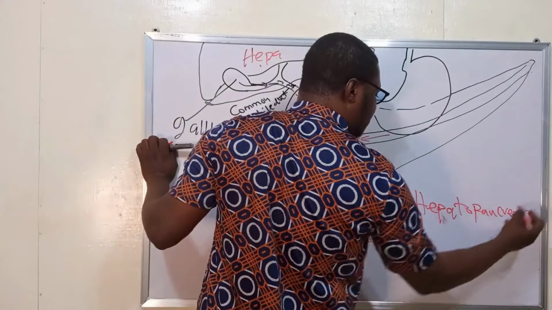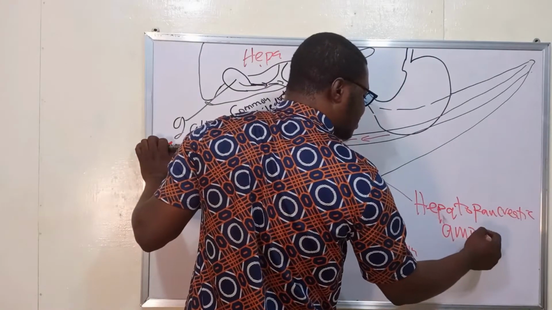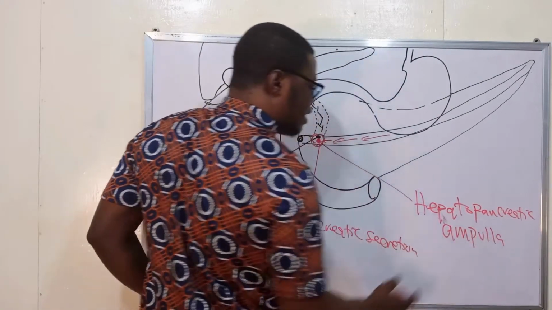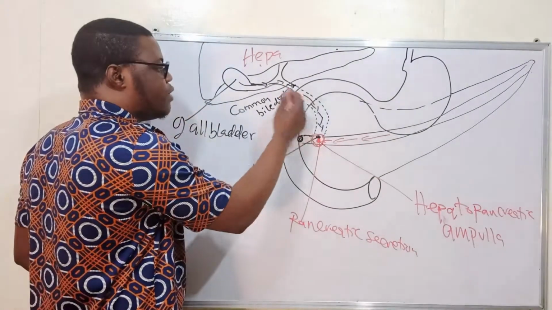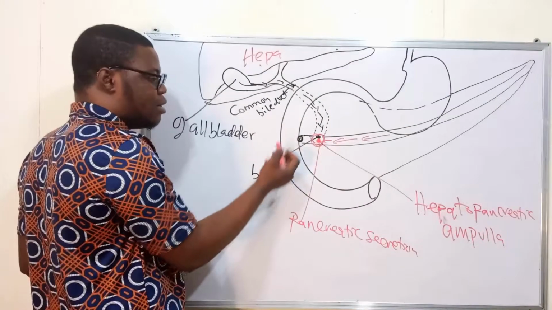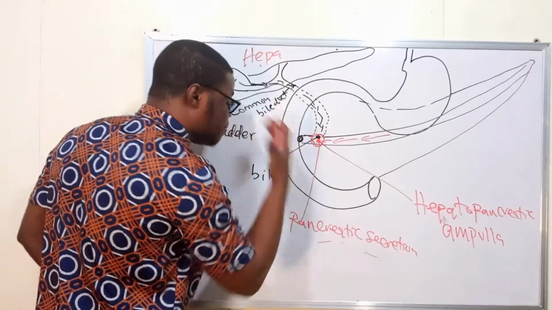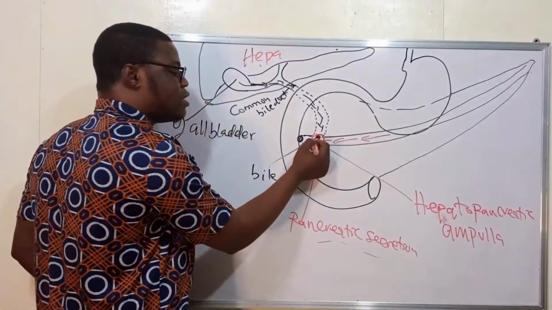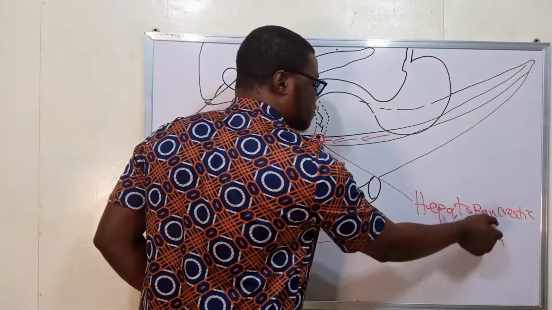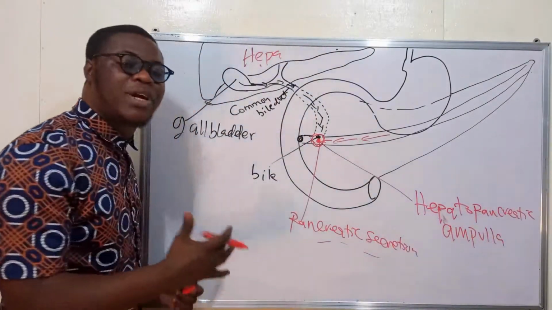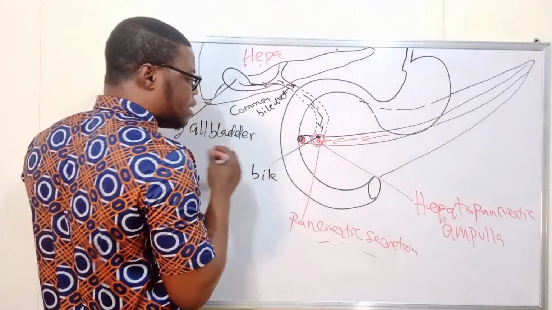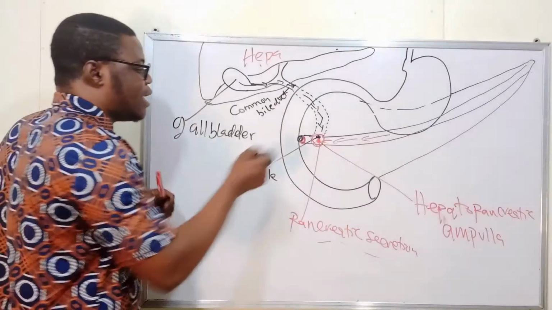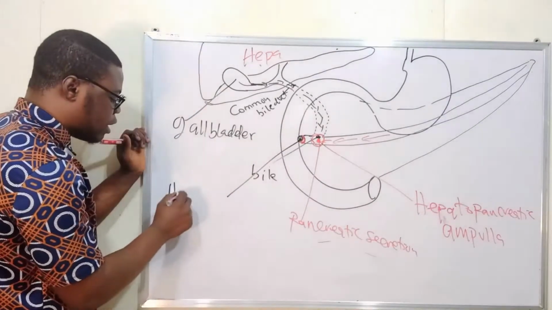Hepatopancreatic ampulla. Ampulla means an empty space or small cavity. So this junction, where the secretion of the liver, called the bile, and the pancreatic secretion meet, is called the hepatopancreatic ampulla. And this hepatopancreatic ampulla is guided by a sphincter right here. And this sphincter is called the hepatopancreatic sphincter.